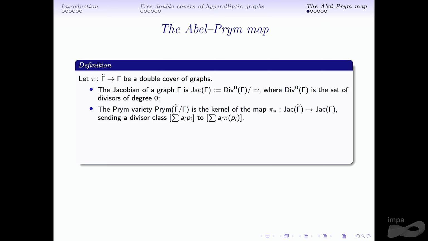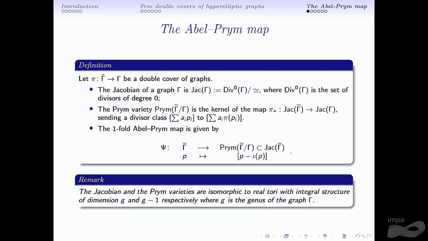And the Prym variety is the kernel of the map that goes from the Jacobian of gamma tilde to the Jacobian of gamma, sending the divisor class on gamma tilde to the image in gamma. So we can define the one-fold Abel-Prym map, and it goes from gamma tilde to the Prym and sends one point to the class of divisors linearly equivalent to p minus iota p. Iota is the involution that swaps the two points.